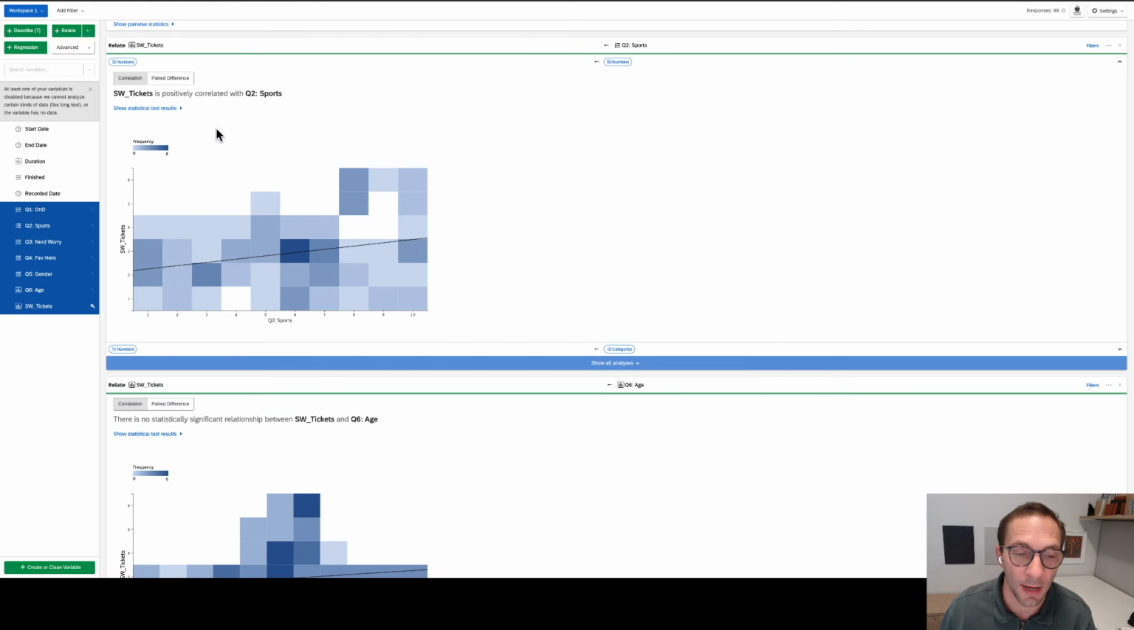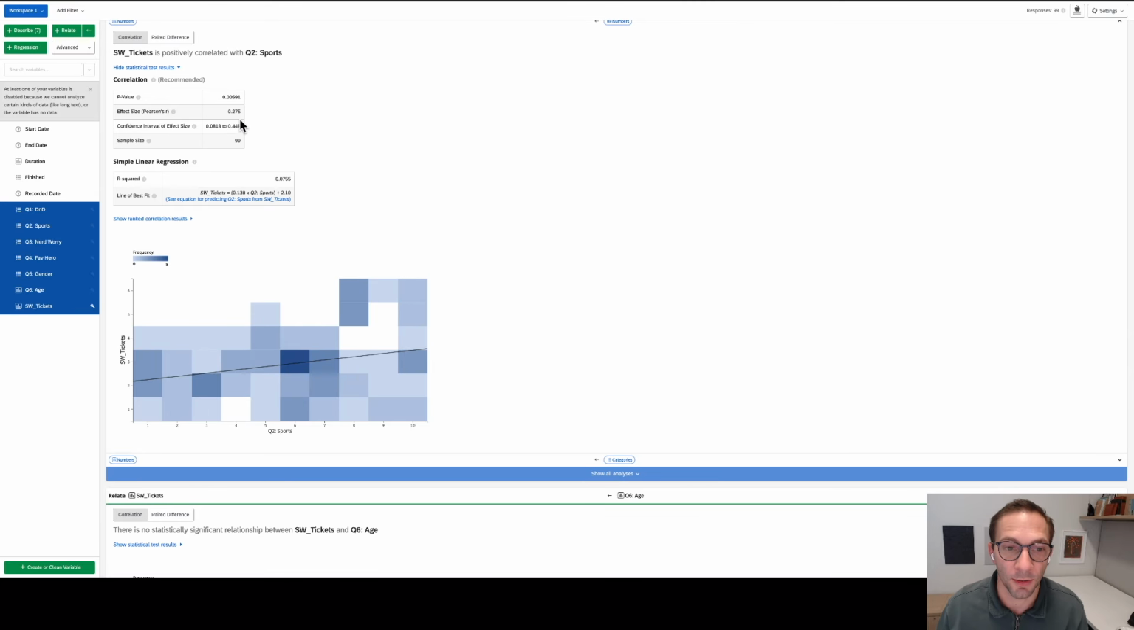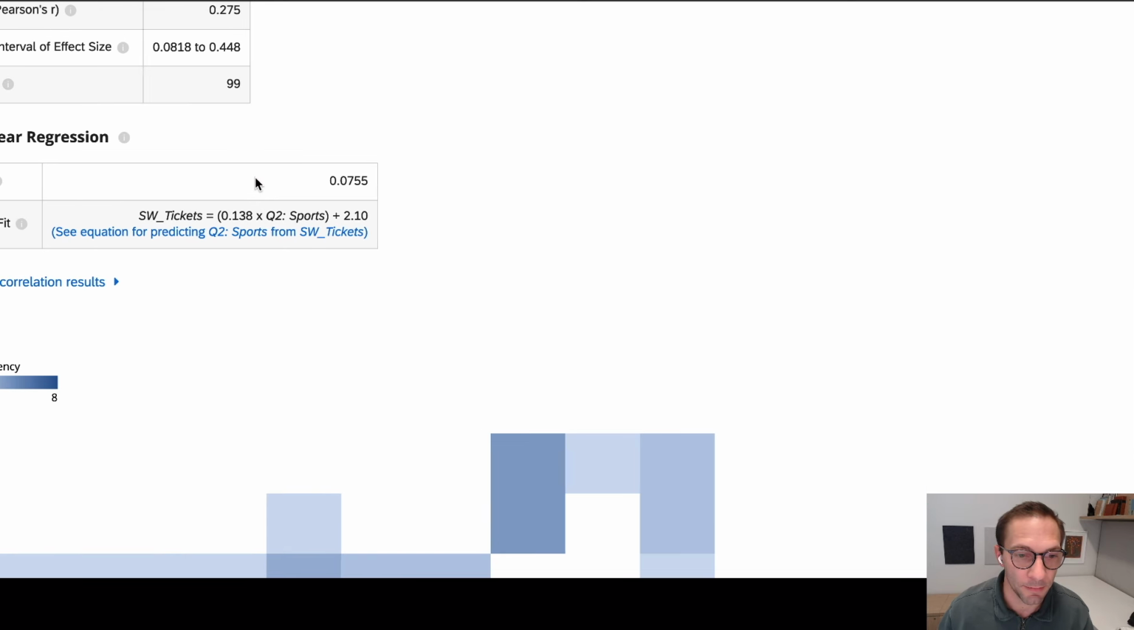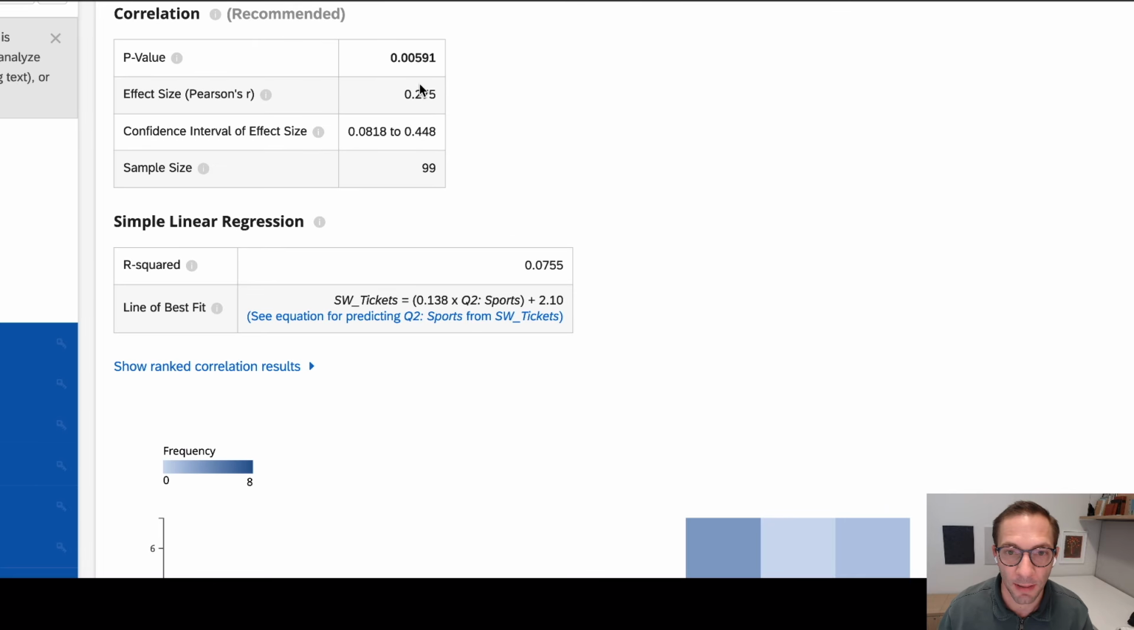Okay, and I see there is a relationship. It's positive. We've done this before. Looking here at the p-value, there's our p-value. Significant, it's below 0.05. And my beta is right here. It's a positive beta, which is why we're getting this positive slope, and it says it's positively correlated. So this beta tells me as the frequency of sports goes up by 1 point, I'd expect the number of tickets to increase by 0.138. I can scroll right here and look at that beta and that p-value.